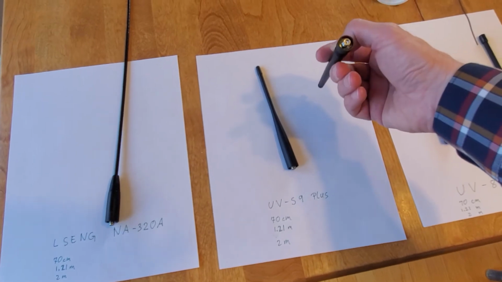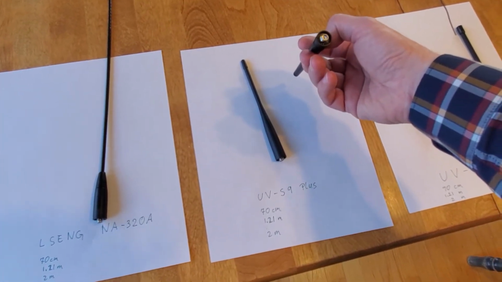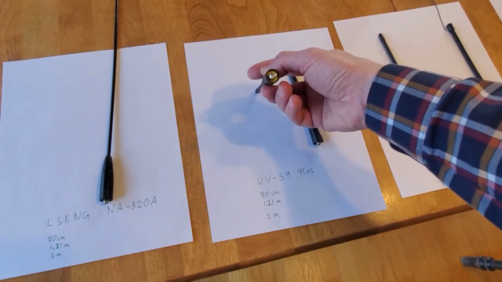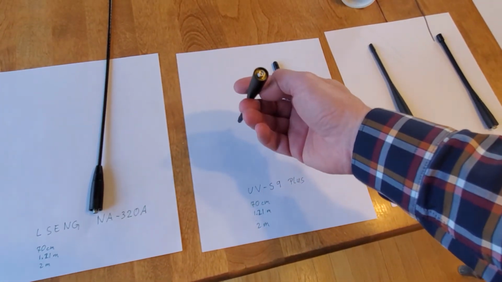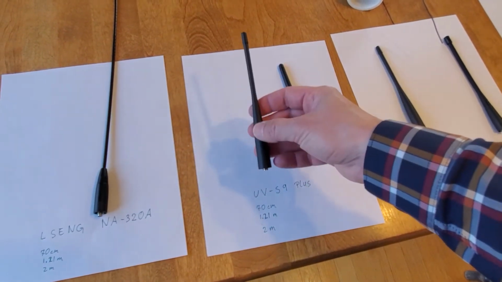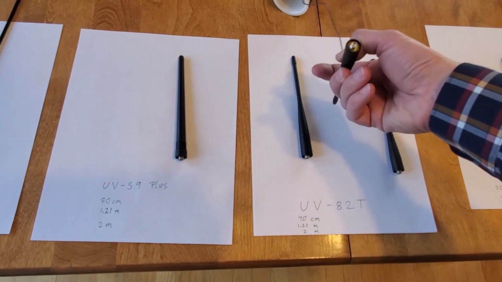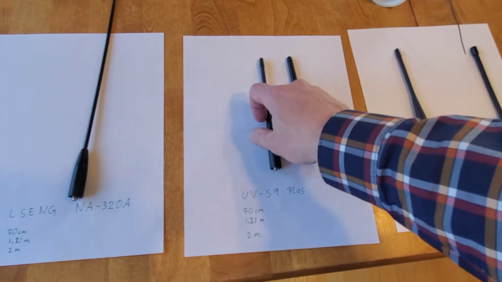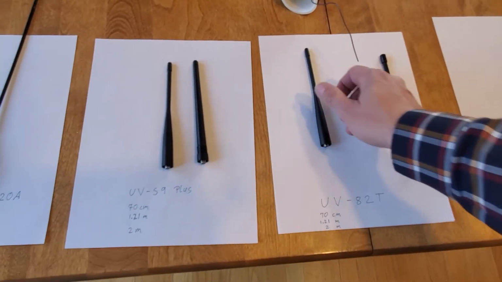And the 1.25 meter antenna, the 220 megahertz, also looks the same. It has a different color under there. It's yellow instead of red. So it might just be identical with a different color, or it might be a little bit different.